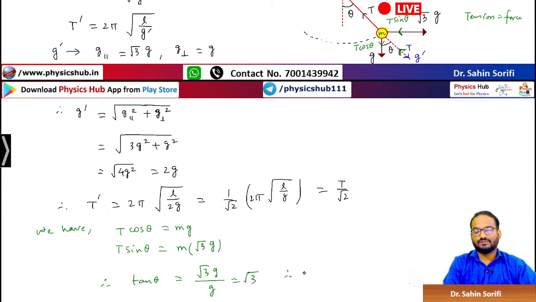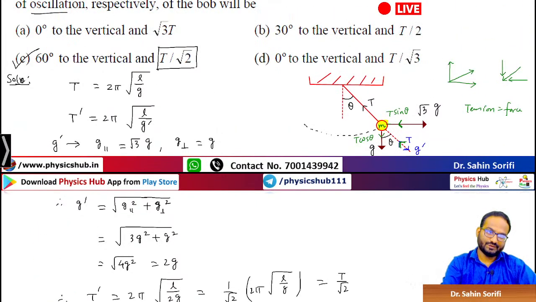So for which value of theta is tan theta root 3? 60 degrees, and that is why option C is correct.